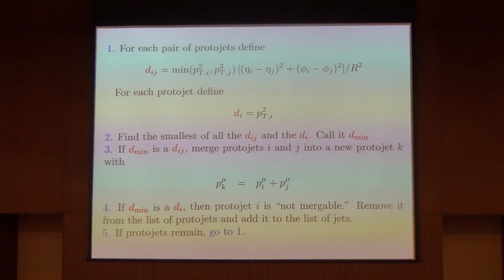And if the d_min is one of the d_i's, then I say protojet i is no longer mergeable, and I declare it to be a final finished jet. Take it out of the list of things that might get merged. Okay, so going through those steps, I reduce the number of protojets by 1. And if there's any protojets left, I just circle through that and go back up to the first step. Okay, as computer programs go, that's marvelously simple.